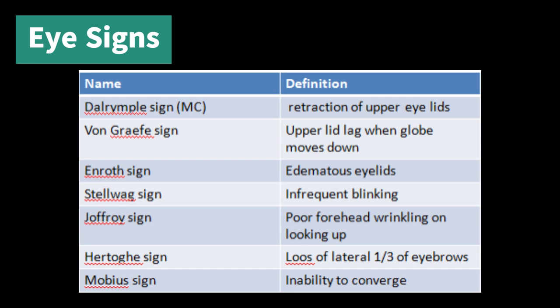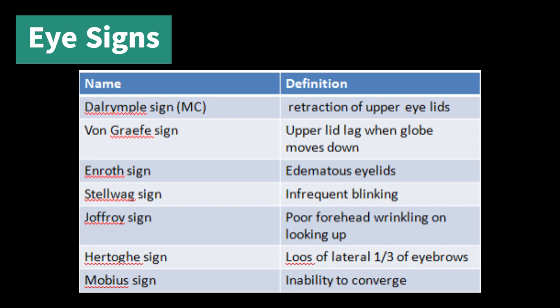Then, the next one is Von Graefe sign. In this, when the patient is asked to look down or when the globe of the eye moves down, the upper eyelid will lag a little bit, which means that the lid will not move instantly. As soon as the eye is moved down, there will be a bit of a lag. The next sign is Enroth sign, where we see edema in the eyelids. There will be edematous eyelids.